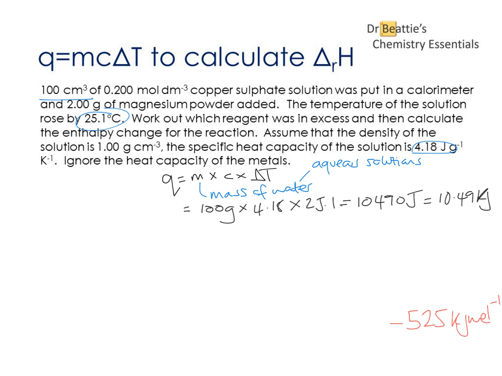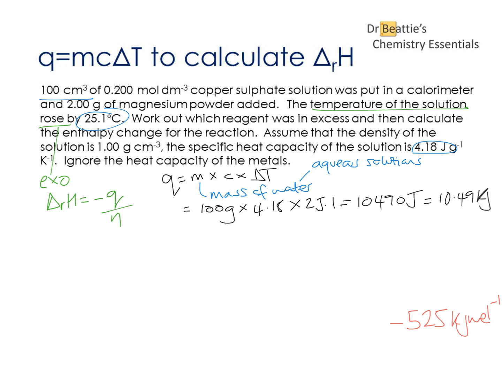Now we're going to work out delta rH. We already know that because we have a temperature rise, we have an exothermic reaction. So we know we need the equation delta rH equals minus Q over n, because this minus is only used for exothermic reactions. If in this situation it was a temperature decrease, then we would change the sign to a plus, because it would be an endothermic reaction.